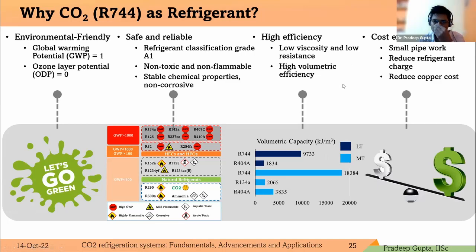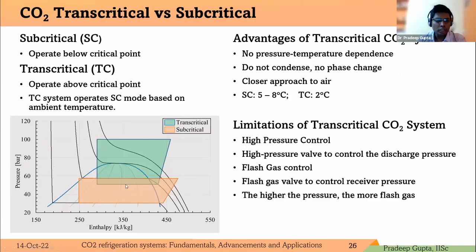So I think this should not be 744, this is some other fluid area. This is low temperature and this is high temperature. So this has a very high volumetric capacity that reduces the system size and the material cost as well. Now this has also been explained: the subcritical mode and the transcritical mode. What I want to highlight here is that in subcritical mode, the approach temperature is around 5 to 7 degrees Celsius, while in transcritical it is very close, around 2 to 3 degrees Celsius. So this is the advantage, and the limitation, as we know, is that the system experiences high pressure and there would be control issues in the transcritical mode.